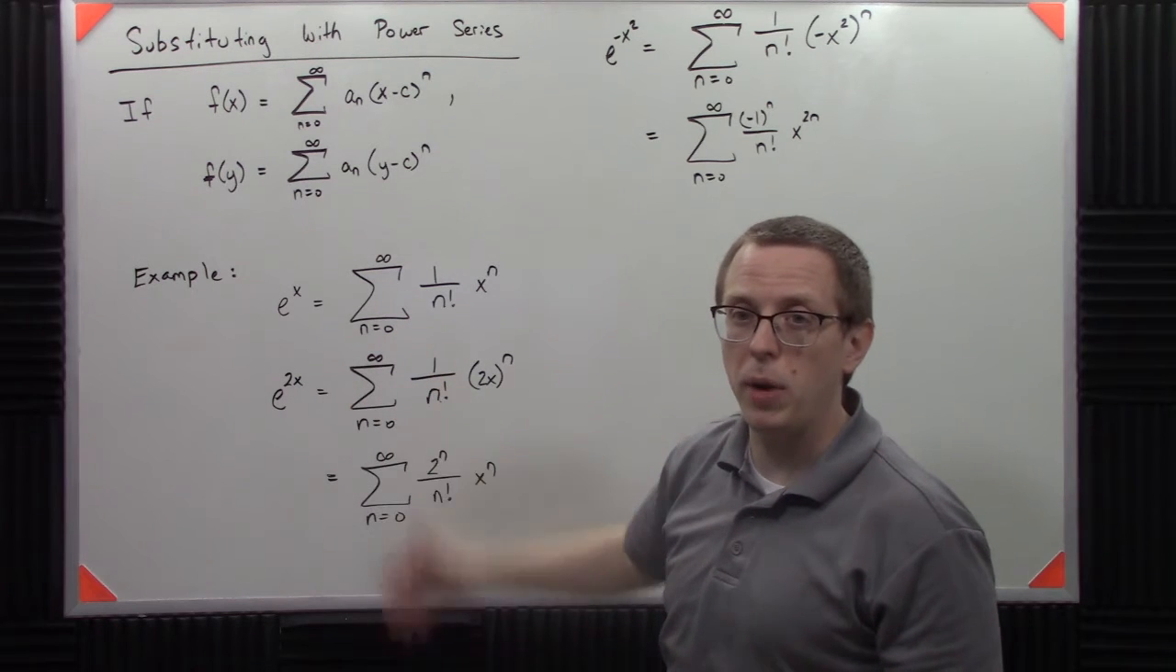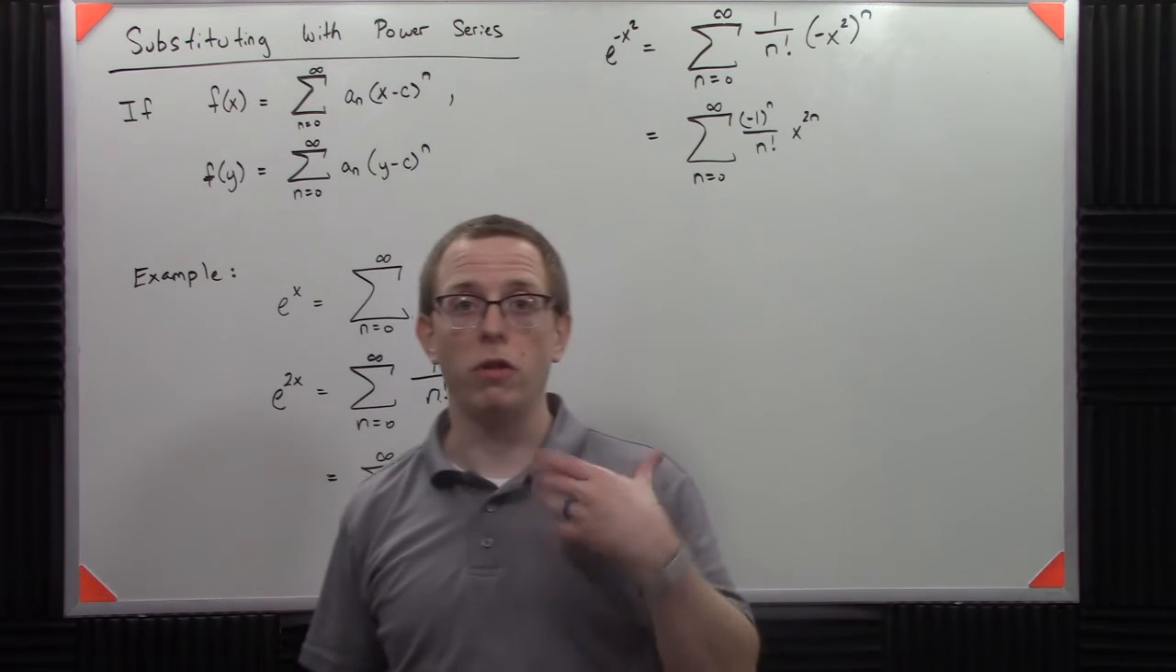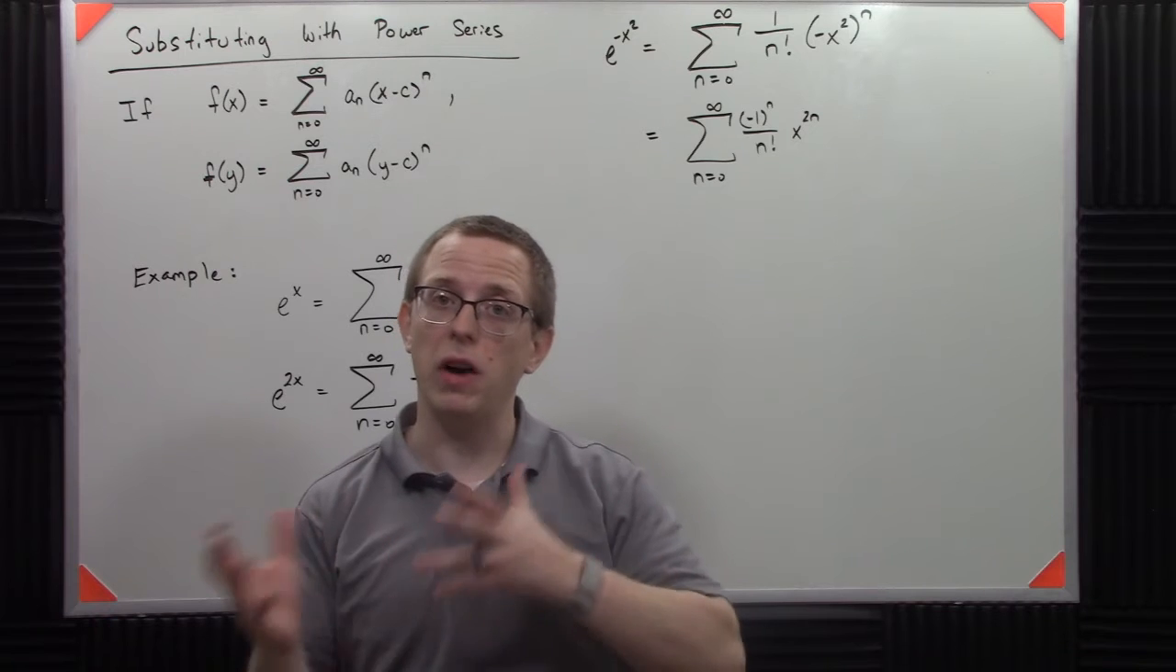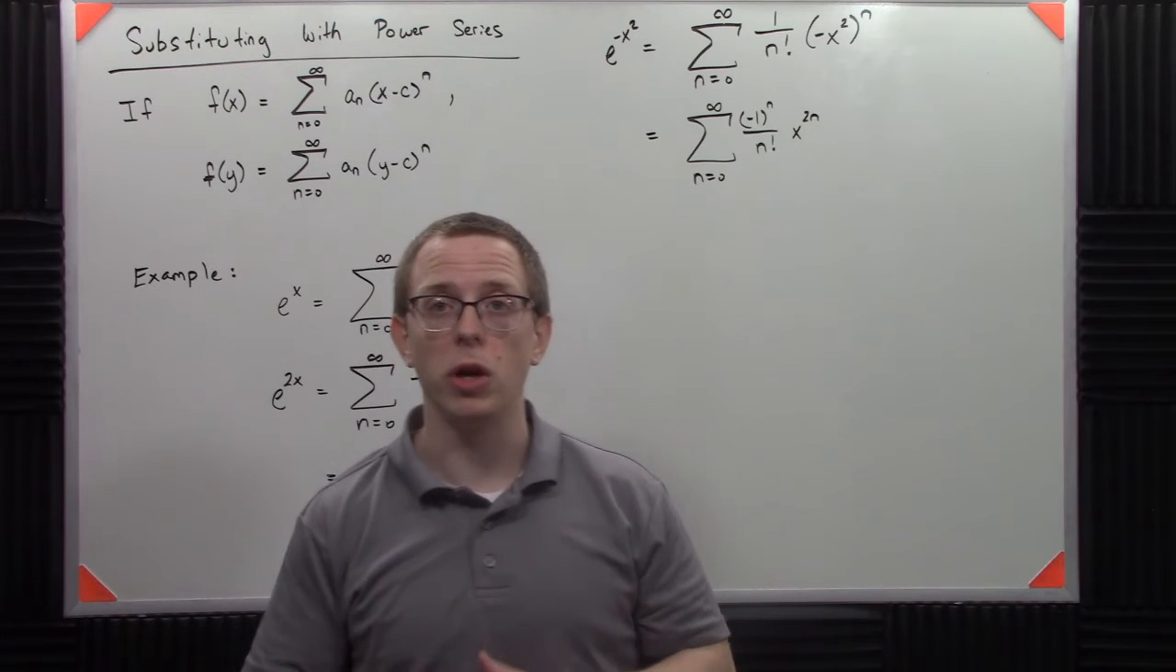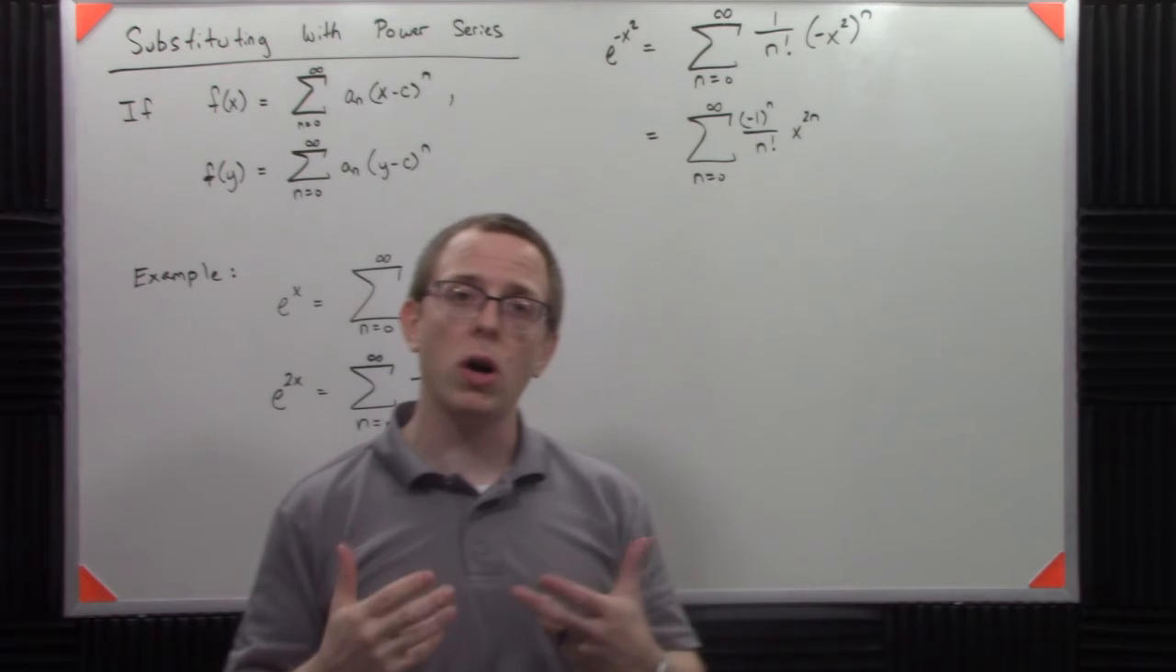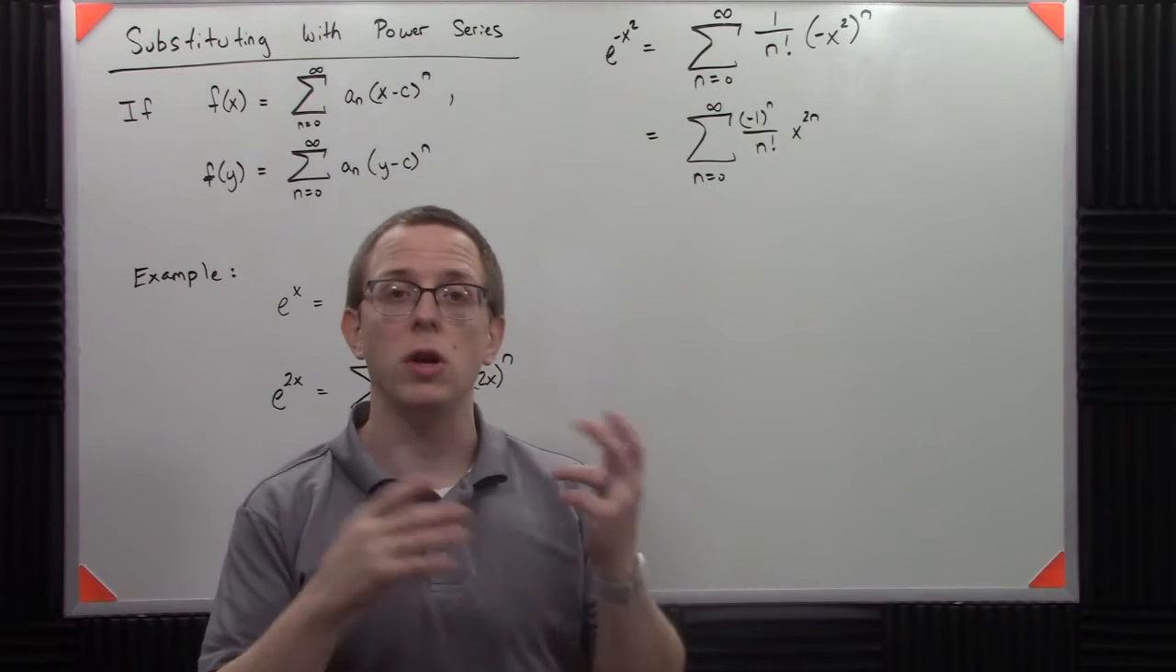It has the same kind of parent behavior. It's one of the reasons we like to learn families of functions, because we find that they have very similar characteristics. But you can do even more complicated things than just e to the x or e to the 2x.